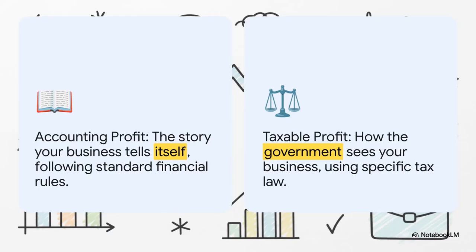Think of it like this. Over on one side, you've got your accounting profit. This is kind of like the story your business tells itself, using the normal rules of finance. But then on the other side, you have taxable profit. This is how the government sees your business, and they have their own special rule book. Our whole mission here is to translate your story into their language.